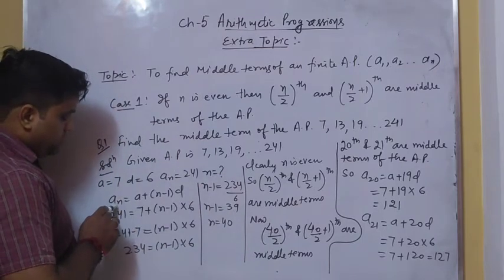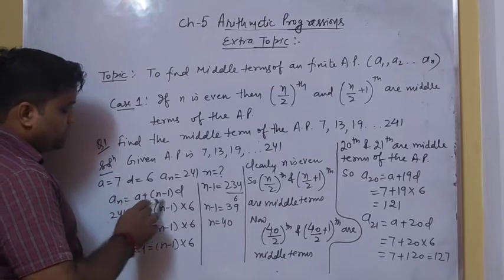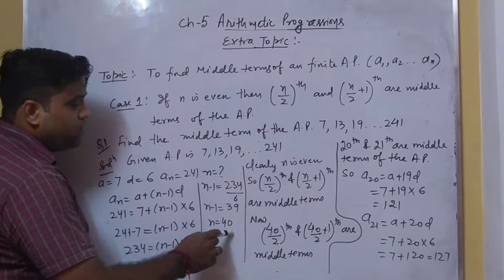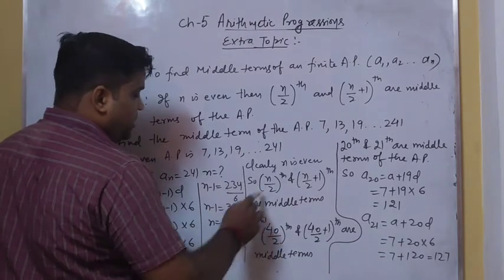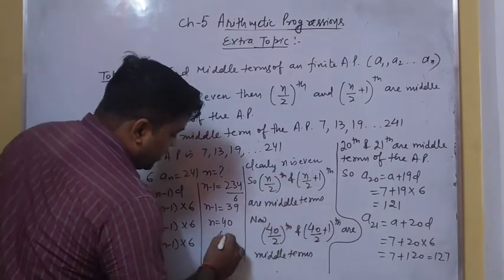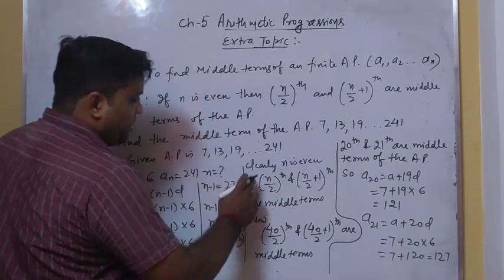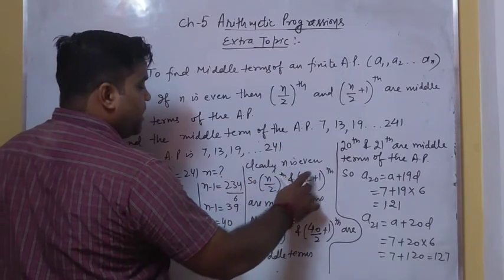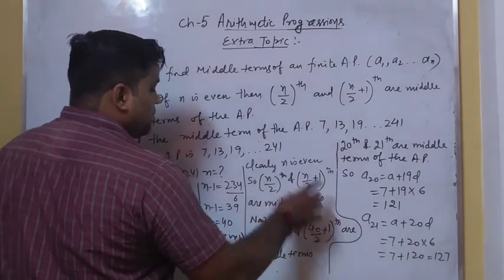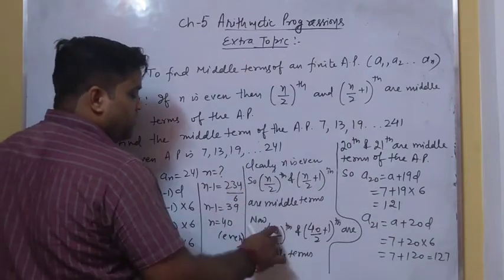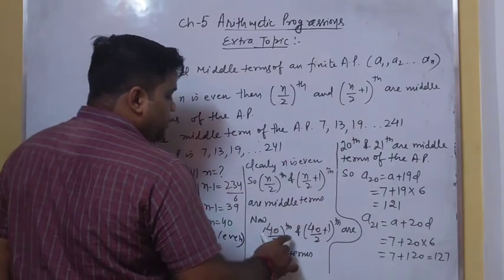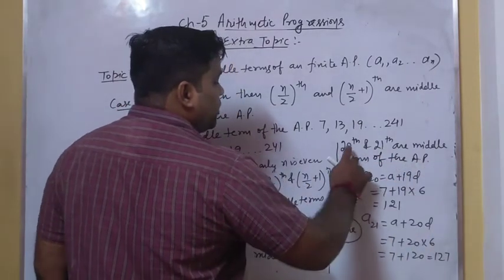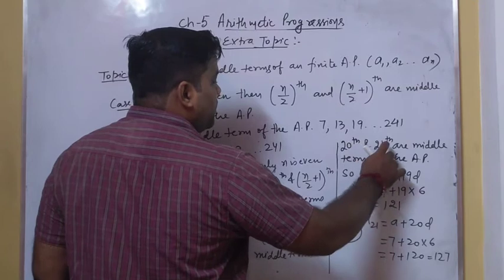So here we know the formula an equal to a plus n minus 1 into d. On putting the values, here we get the number of terms is 40. So clearly here n is even. So in the case when n is even, the middle terms of an AP are given by the n by 2th and n by 2 plus 1th terms. On putting the value of n equal to 40, here we get the 20th and 21st are the middle terms of the AP. So here we have to find the value of the 20th term and 21st term.